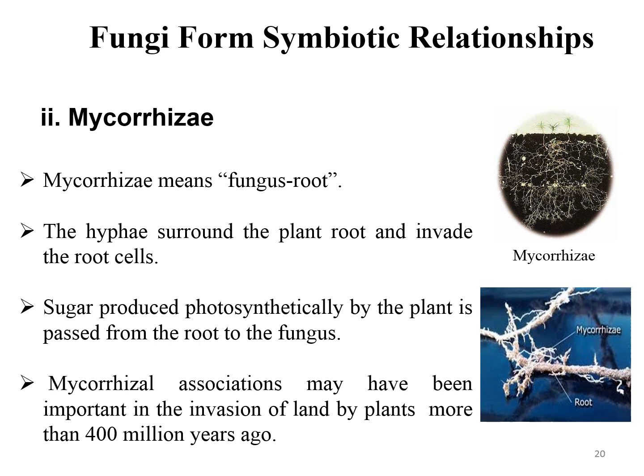Let's discuss other symbiotic relationship, mycorrhiza. Mycorrhiza mean fungus root, a mutualistic relationship between plants and fungi. The hyphae of mycorrhiza fungi surround the plant root and invade the root cells. The fungus digests and absorbs water, minerals and organic nutrients from the soil and passes some of them directly into the root cells. In return, sugar produced photosynthetically by plants is passed from the root to fungus.